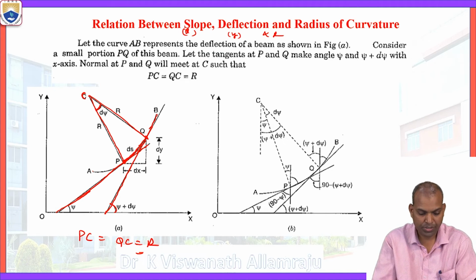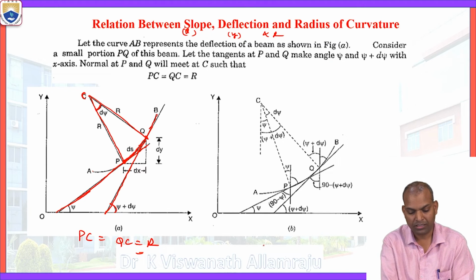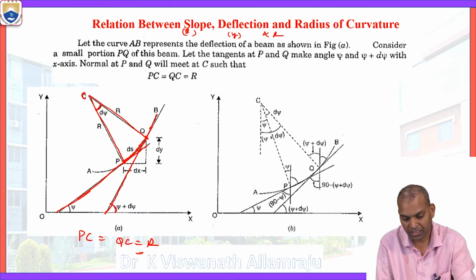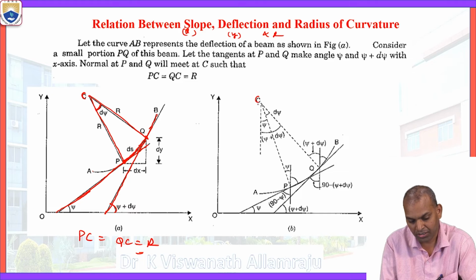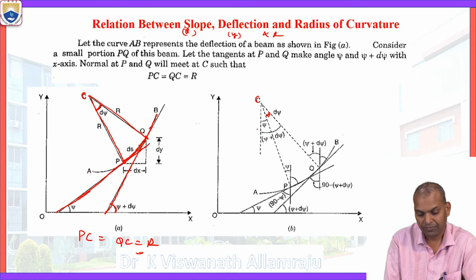So that is a description of figure A. Coming to the description of figure B, when these two tangents are making an angle psi and psi plus d psi, by using the concepts of geometry, the angle here is psi, and at the intersection point the curvature is making this d psi.